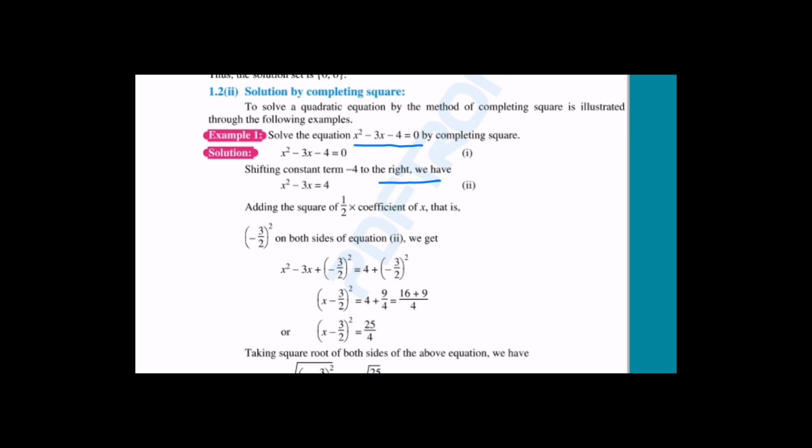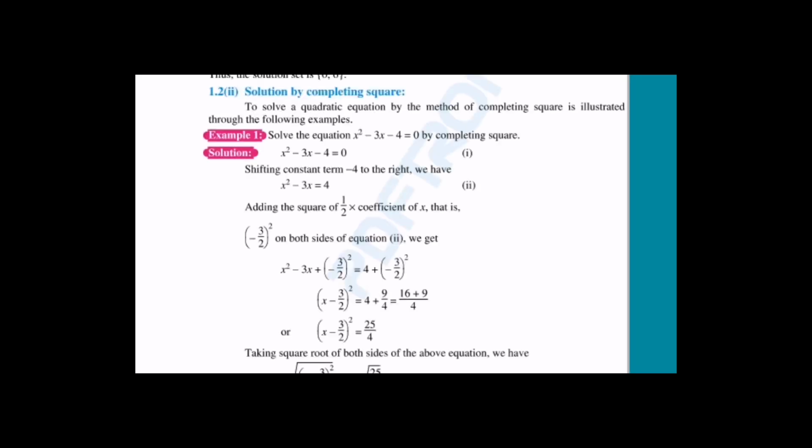Here the coefficient of x is minus 3. So take half of minus 3, and then square this term. So this becomes minus 3 by 2 whole square. Add this term to both sides. So the equation becomes x square minus 3x plus minus 3 by 2 whole square is equal to 4 plus minus 3 by 2 whole square.